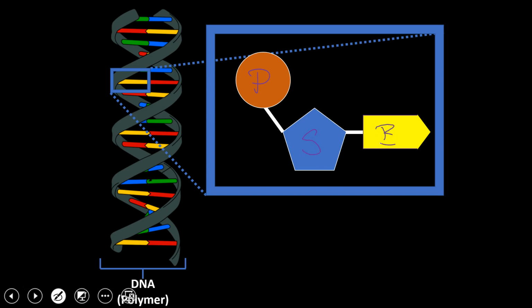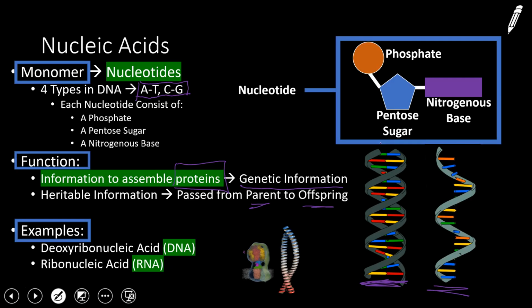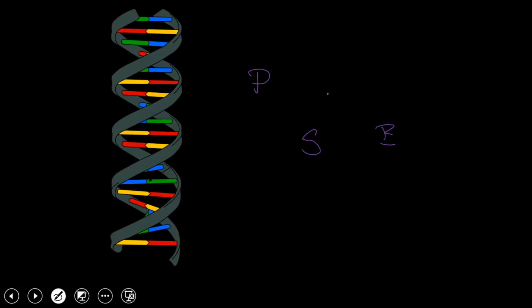And actually in your notes, I would like for you guys to give these a quick sketch. This right here and these two. Go ahead and give those a sketch in your notebooks, okay? Make sure you label this a nucleotide with the phosphate, pentose sugar, and nitrogenous base.